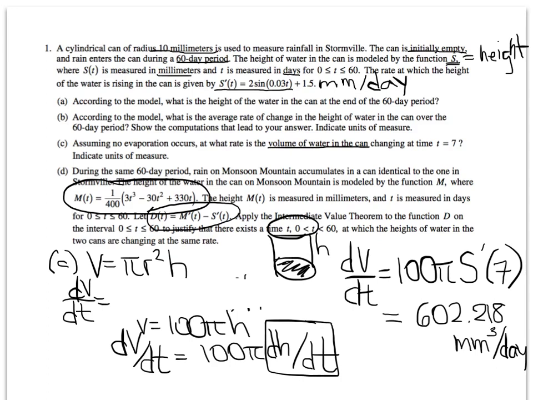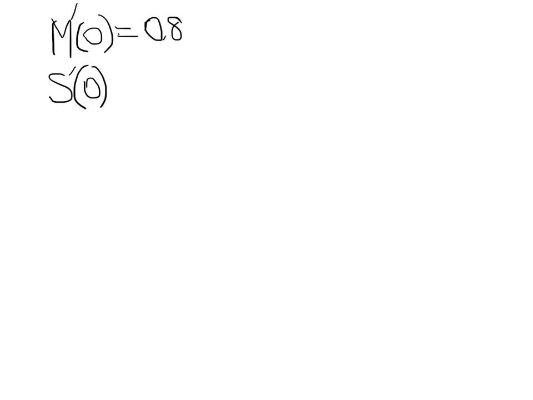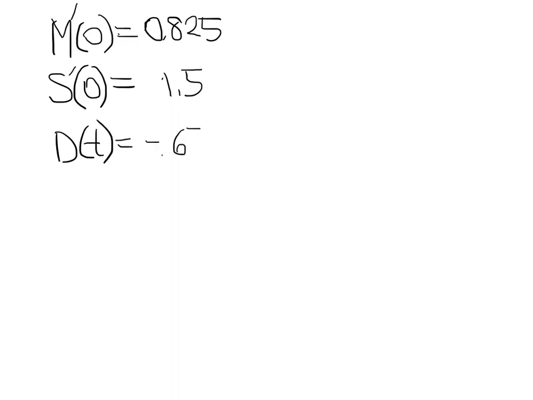So in other words, I'm going to go to a new page. I'm going to need to calculate these values at 0 and 60. I need to find the rate of change of height at time 0 for m, and the rate of change of height at time 0 for s. So I put 0 into the derivative function for m and get 0.825. Then I use my calculator and put 0 into the s prime function, and I get 1.5. So the difference of the rates would be negative 0.675.